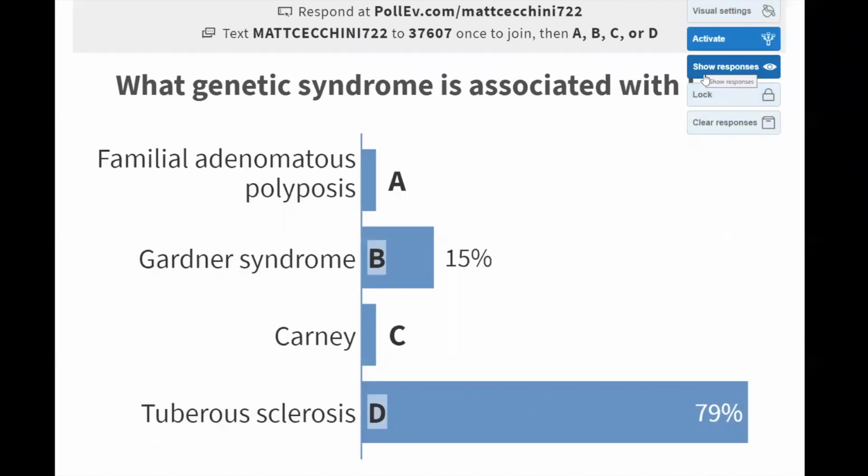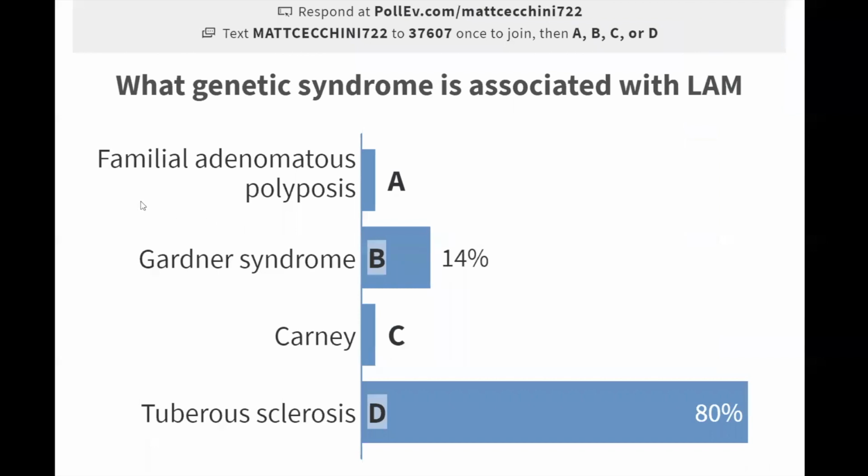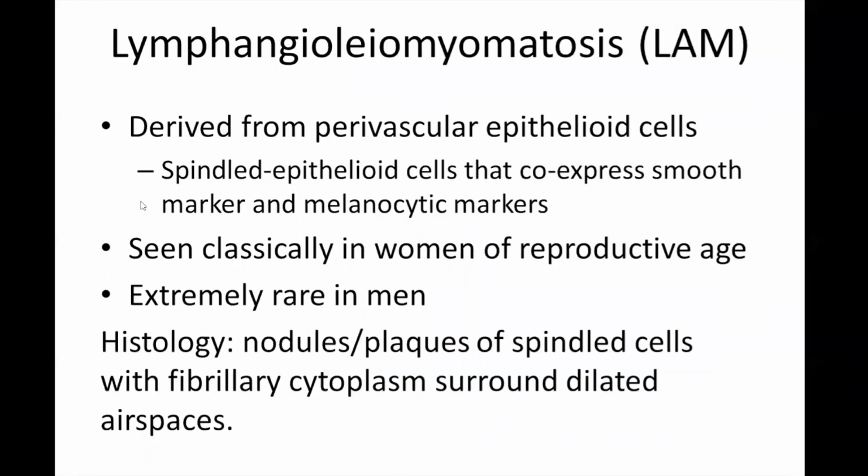Good job. So it is tuberous sclerosis. That is the genetic syndrome associated with LAM. So you get this abnormal proliferation of perivascular epithelioid cells. They're spindled epithelioid cells, and as we discussed, they co-express these smooth muscle markers and melanocytic markers. And there's a characteristic history in these, as John Kale pointed out. These are classically seen in women of reproductive age, and it's extremely rare to see this in men, except in patients who have tuberous sclerosis.